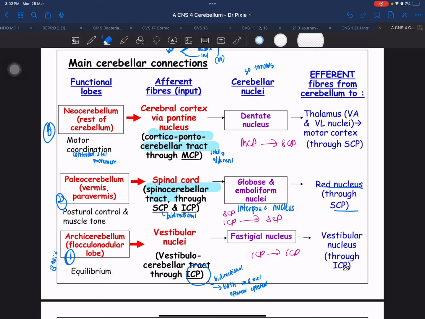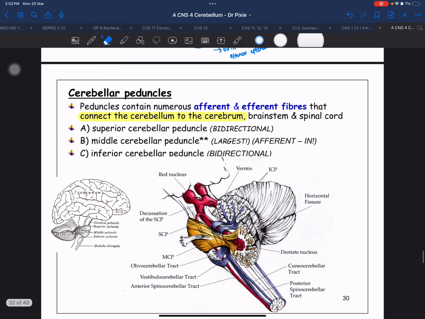Very good. Here, red nucleus through SCP. Paleo, see that? Paleo, dia melalui red nucleus, melalui SCP, betul tak? Ya, red nucleus, SCP. Okay.